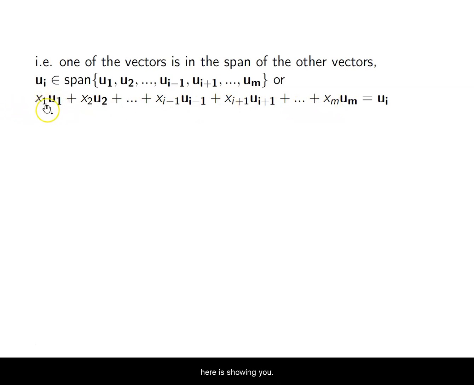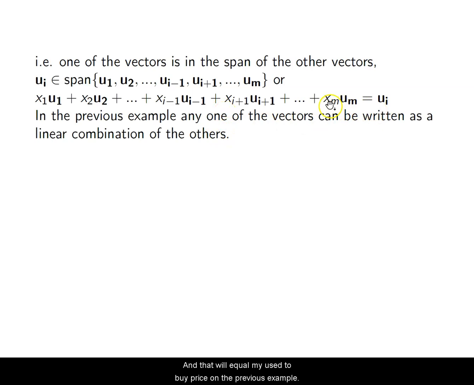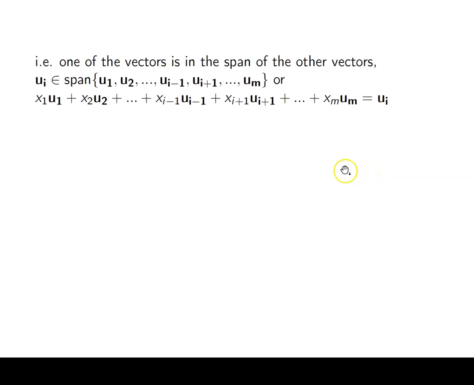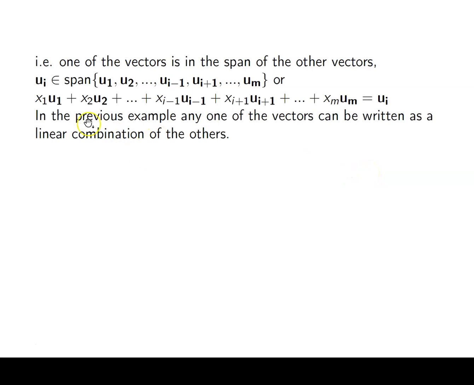Or another way of saying that, u sub i can be made as a linear combination. All I'm doing here is showing you that I'm multiplying each vector by a scalar value, right? This u sub i minus 1 times an x sub i minus 1, this u sub i plus 1 times an x sub i plus 1. The u sub i is completely skipped here. And that will equal my u sub i. So in the previous example, this one that I've revisited quite a few times, any one of the vectors can be written as a linear combination of those that remain.